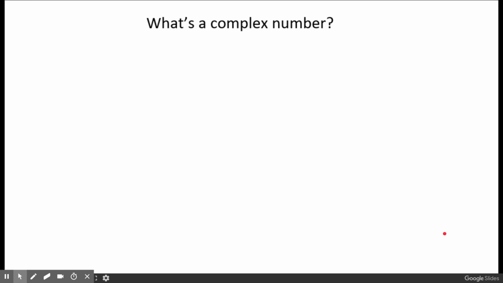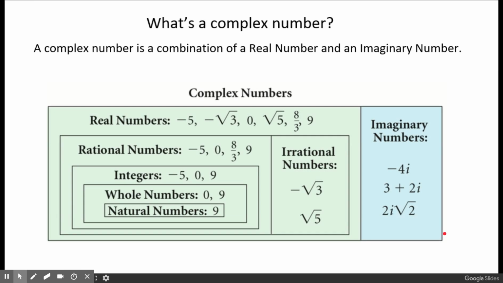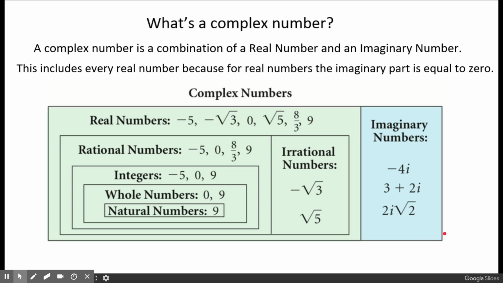Now, the first thing you have to understand is what's a complex number. A complex number is a combination of a real number and an imaginary number. Complex numbers do include real numbers like -5. It's just that in that case, the imaginary part is equal to 0. Shaded in green is all the real numbers. We have rational, irrational, and so forth. And shaded in blue here, we have imaginary numbers. And these are all examples.